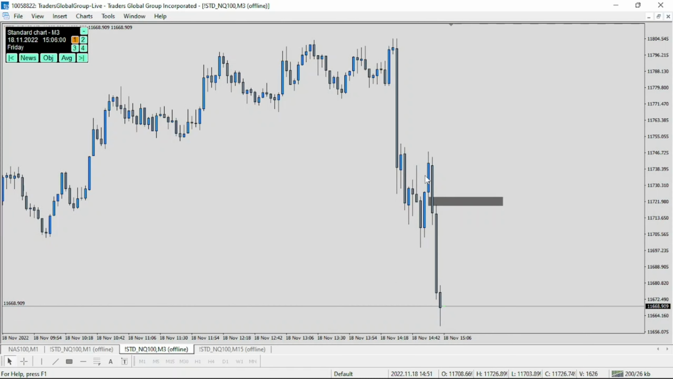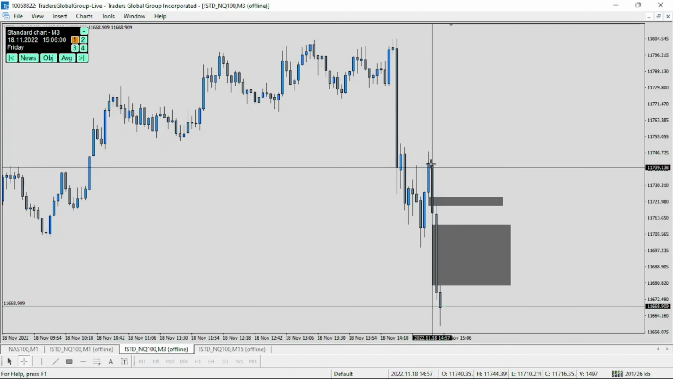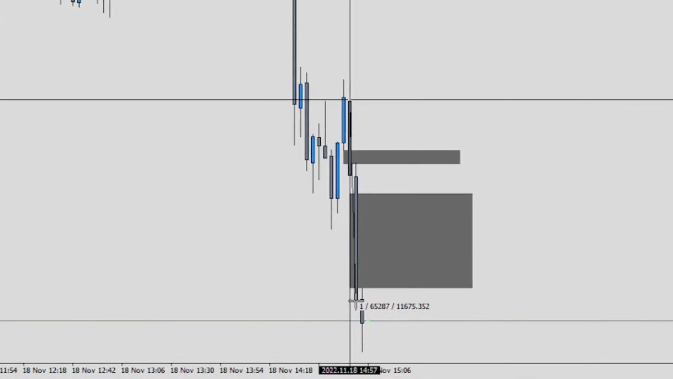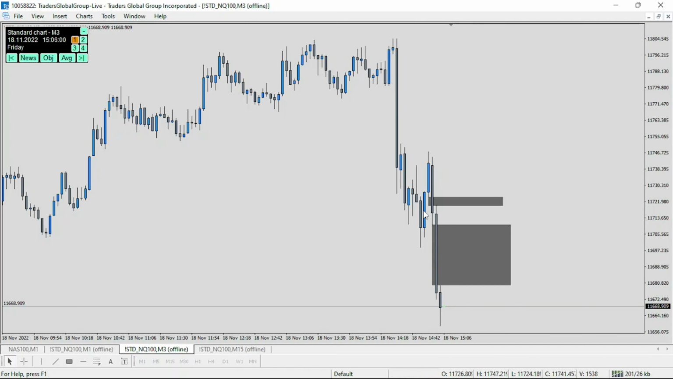There we go. You can see now here we have two good fair value gaps, the higher fair value gap and this lower fair value gap. And if we look at the displacement from the body of the higher fair value gap to the body of the lower one, you can see we have 65 points. So that already has met our rules.